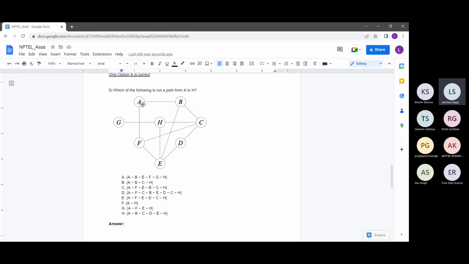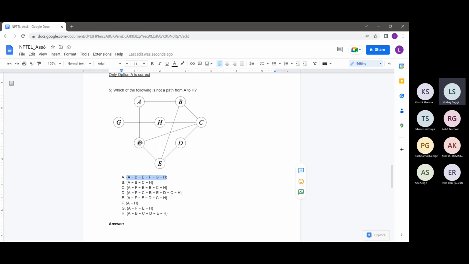So the first option says A, B, E, F, G, H. It says that we go from A to B, and A to B is an edge, so we can go from A to B, then B to E. B to E is also an edge. Then E to F, which is also an edge.